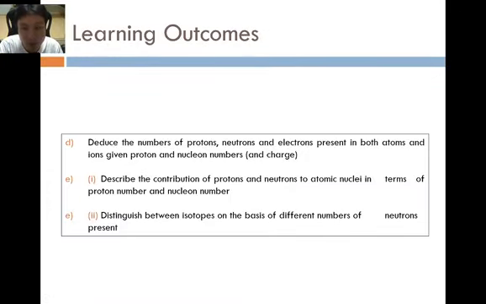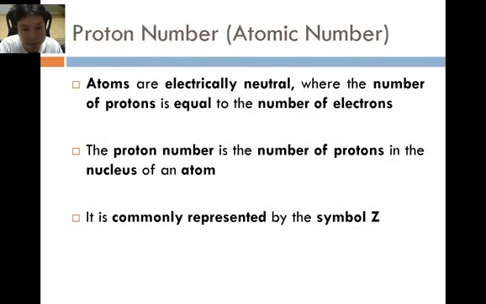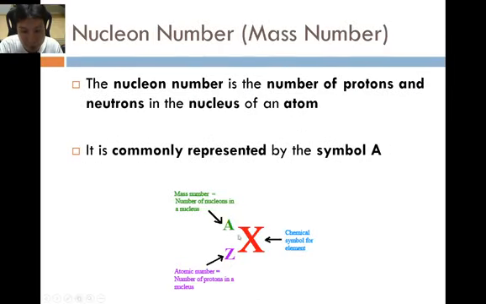Deduce the number of protons, neutrons, and electrons present in both atoms and ions given proton and nucleon number. So to that, this is kind of the answer. Okay, so you have the chemical symbol as well as the mass number, which is the bigger number, and the mass number is defined as the sum of the number of protons and neutrons in a nucleus, whereas the atomic number is simply also called the proton number, which is just the number of protons in the nucleus.